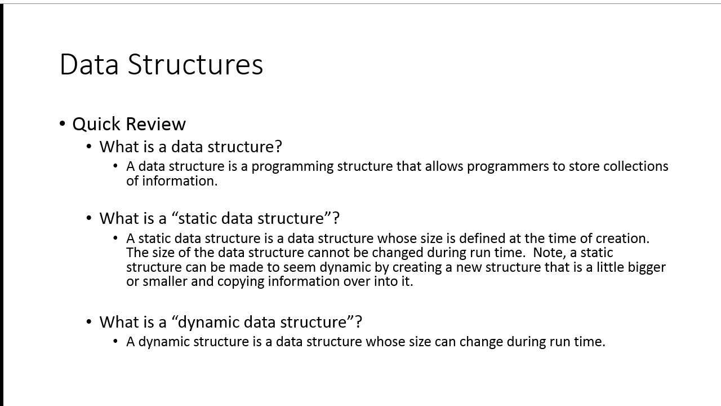So we have two broad categories of data structures. We have what's called a static data structure and a dynamic data structure. A static data structure is one whose size has to be set and it can't be changed. So an array is a static data structure because we have to set the size of the array before we start using it. Now, you can do things that make it appear like the size of the array is changing, but it isn't. What's happening is you're creating a whole new array and you're copying information over to it. A dynamic data structure is a data structure whose size can change during runtime. And an array list is a dynamic data structure.